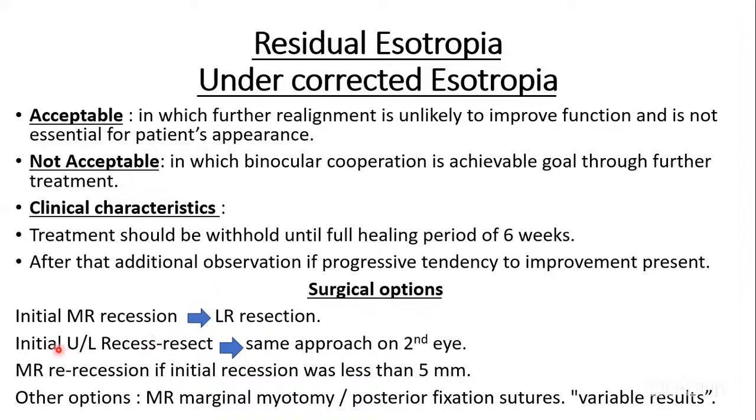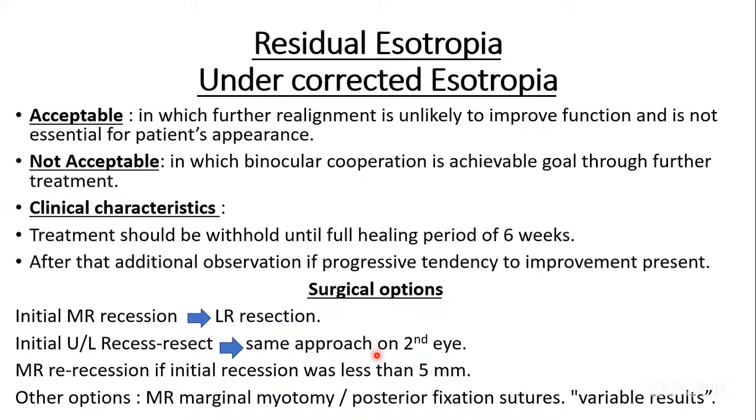So if the patient initially had bilateral medial rectus recession, then you need to work on the lateral rectus muscle. We will do lateral rectus resection. If the patient initially had unilateral medial rectus recession and lateral rectus resection, then you will do the same approach, unilateral recess resect, on the second eye, the untouched eye.